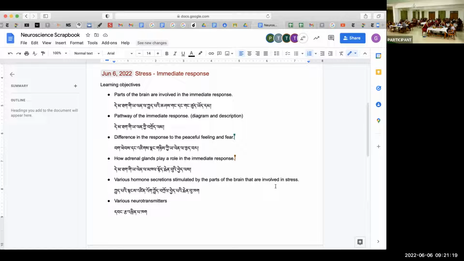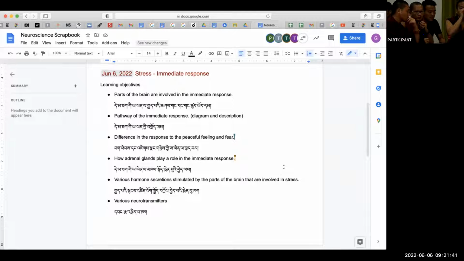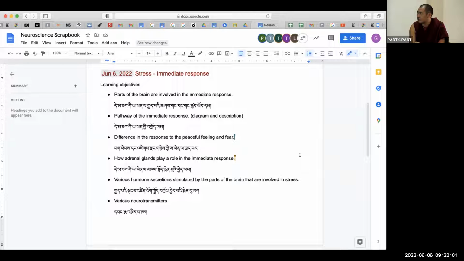And they also wanted to see, once they noticed or defined what part of the brain region is involved in this sort of immediate response, then after that they want to see the connection between this immediate response at the brain level and the secretions of the hormones from the different glands. They wanted to see hormone secretion specifically from the adrenal gland and then a connection with the different types of neurotransmitters with it. Very good.